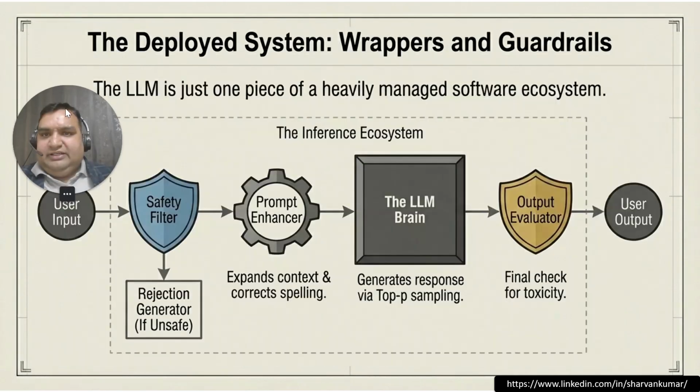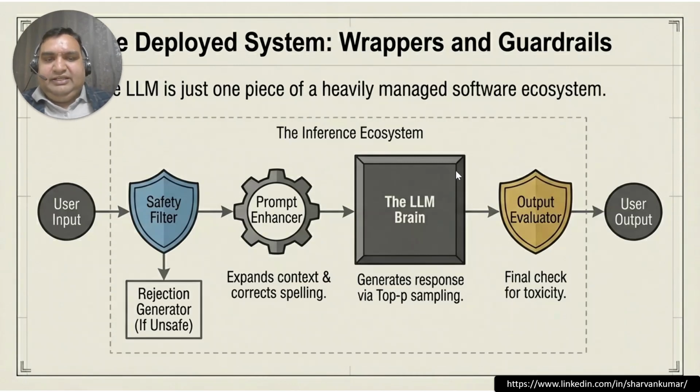Next comes the deployed systems. So basically, when you talk about ChatGPT, it is not just that you are directly reaching the LLM, which is the brain. There is a proper ecosystem where the user input first goes through the safety filter, where the input is properly filtered, whether it is proper and does not contain any curse words, NSFW content, and all those kinds of steps. Next comes the prompt enhancer.